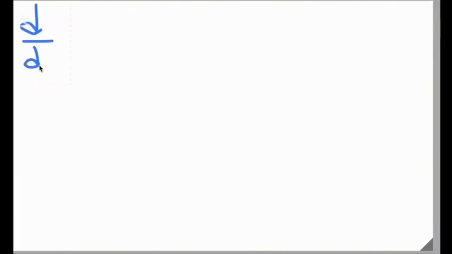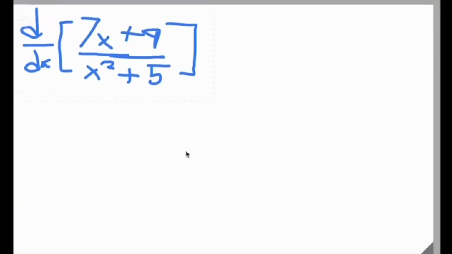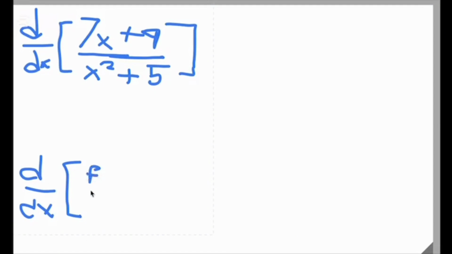How quotient rule works. For example, we have d over dx of 7x plus 4 divided by x squared plus 5. So how can we find the derivative of a function in a fraction? Right here, we need to use the quotient rule for this problem. And here's the formula that we need to be familiar with.